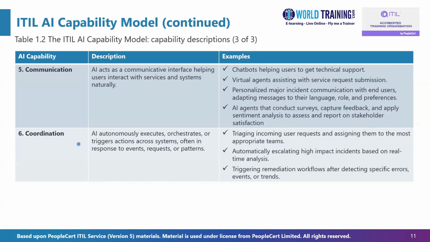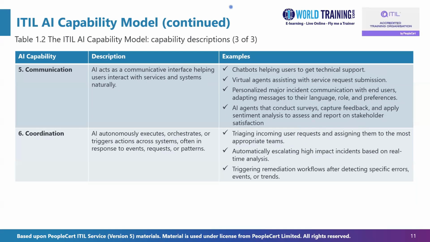Then communication. AI here acts as a communicative interface, helping users interact with services and systems naturally. So chatbots helping users to get technical support, virtual agents assisting with service request submission, personalized major incident communication with end users, adapting messages to their language, role, and preferences. Now, there was a point about communication also in the creation functionality of AI. We had something like generating individualized text for communications, adapting messages to stakeholders, language, role, and preferences.